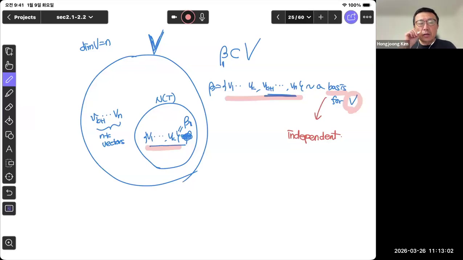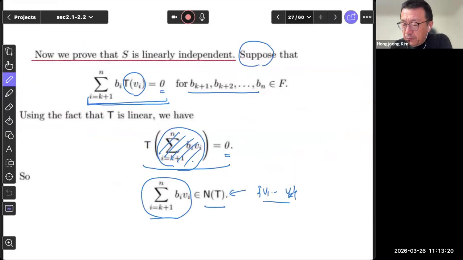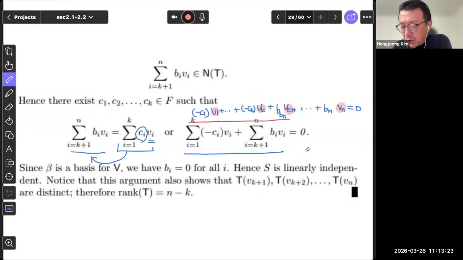If a linear combination of those independent vectors is 0, then the corresponding coefficients must be zeros. That was the property or definition of independent vectors. So, if this linear combination of basis vectors is 0, then all the coefficients, negative c1 up to negative ck and b sub k plus 1 up to b sub n, are all zeros. So, especially these b sub i's are all zeros.